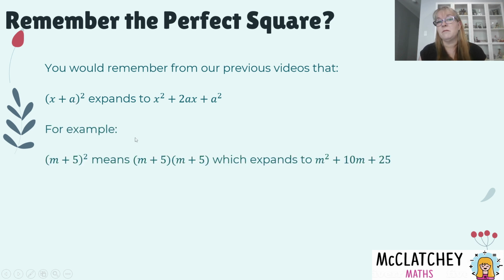So using some things that we've talked about, n plus 5 all squared means n plus 5 times n plus 5. When we use FOIL to expand that, we get n squared plus 10n plus 25. 5 plus 5 makes 10, 5 squared makes 25. Okay, so let's assume that you know all of this. This is going to come in handy for completing the square.